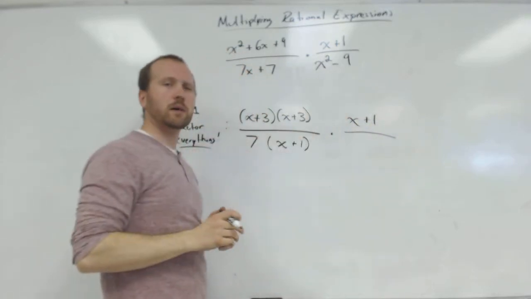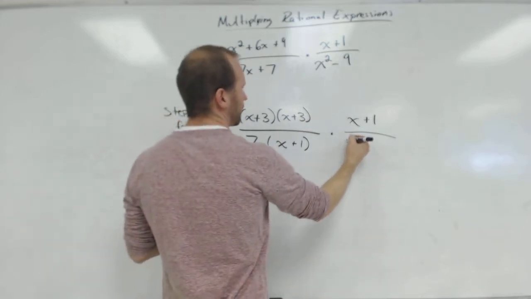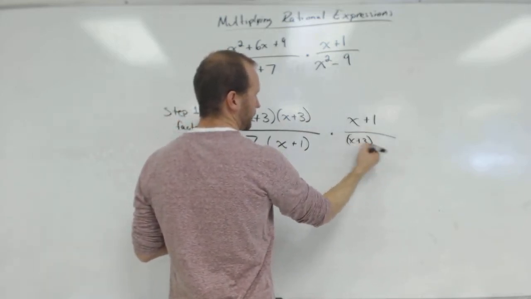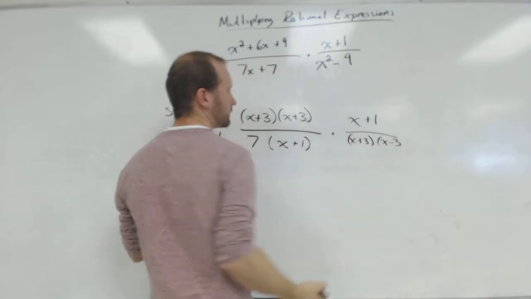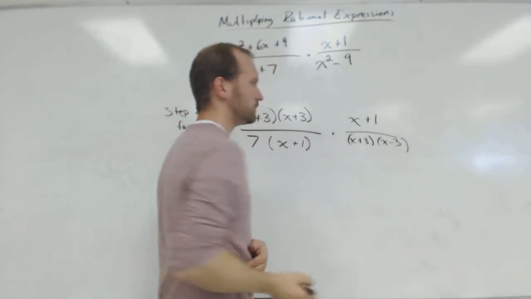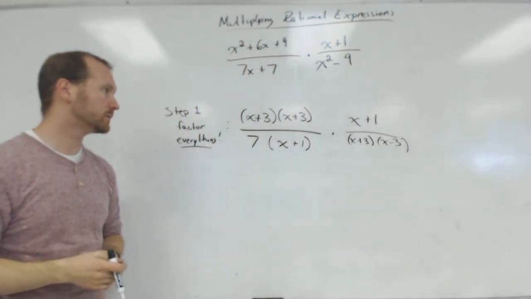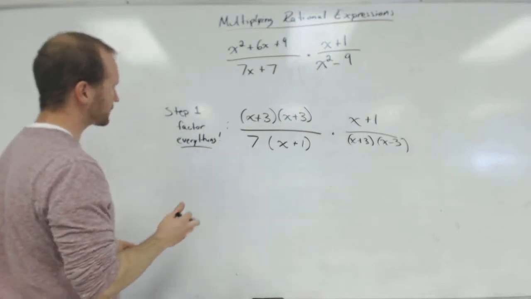Can I factor x squared minus 9? X plus 3, x minus 3. Wait, so would you have one more than the 2 excluded values in this one? Yeah. Okay. In this one we're going to have 3 excluded values.